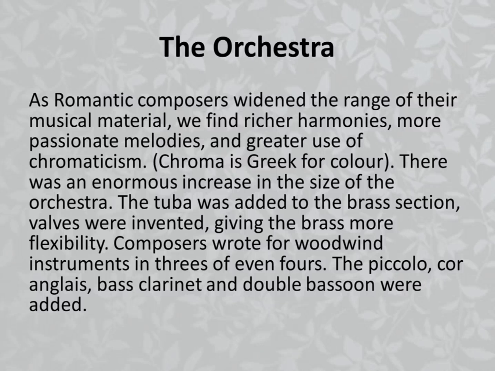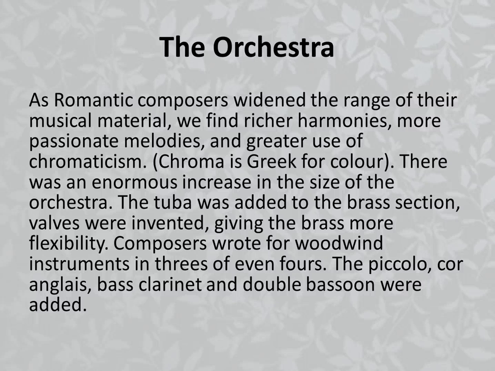As Romantic composers widened the range of the musical material, we find richer harmonies, more passionate melodies, and greater use of chromaticism, in other words, accidentals. Chroma is Greek for colour. There was an enormous increase in the size of the orchestra. The tuba was added to the brass section. Valves were invented, which gave the brass section more flexibility.